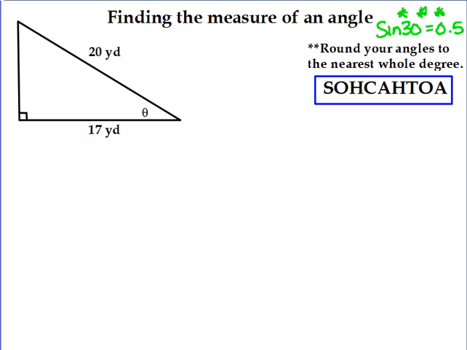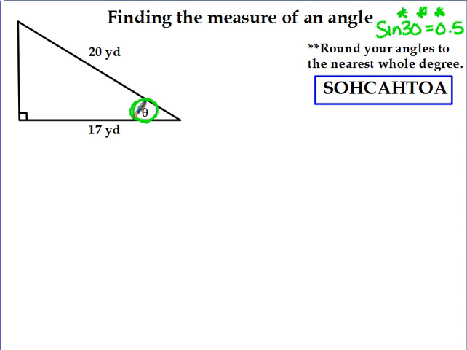So, on the last notes, we were solving for x. We were finding the length of a side. Now today, we're going to use trig to find the measure of an angle. So here I have a triangle and I know 2 sides are 17 and 20. If I wanted to find the third side, I could use the Pythagorean theorem to solve for that third side. However, this time we're going to be solving for theta. And remember, theta represents an angle. So I'm going to know how many degrees that angle is.